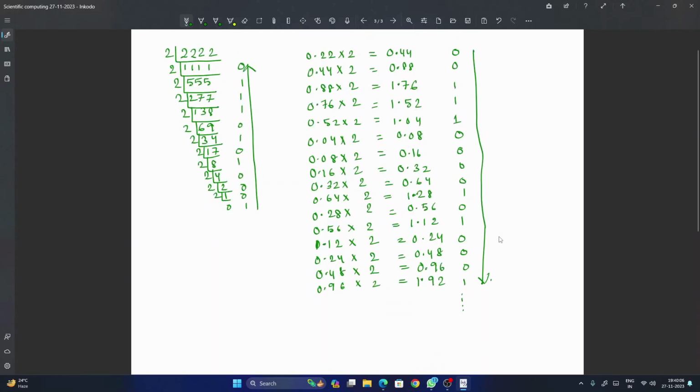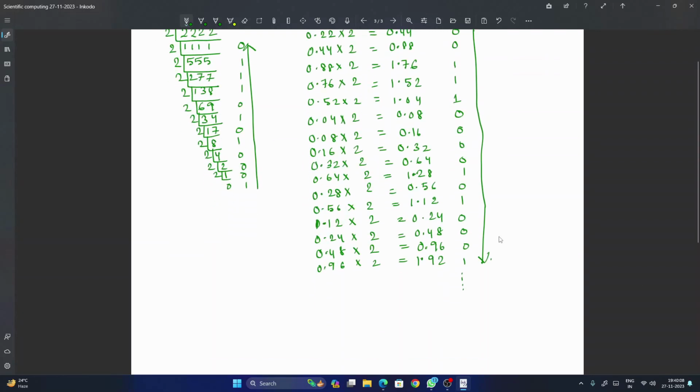Now express the number first in the binary form. That means your minus 2222.22, the 2222 in decimal is 1 0 0 0 1 0 1 0 1 1 1 0.